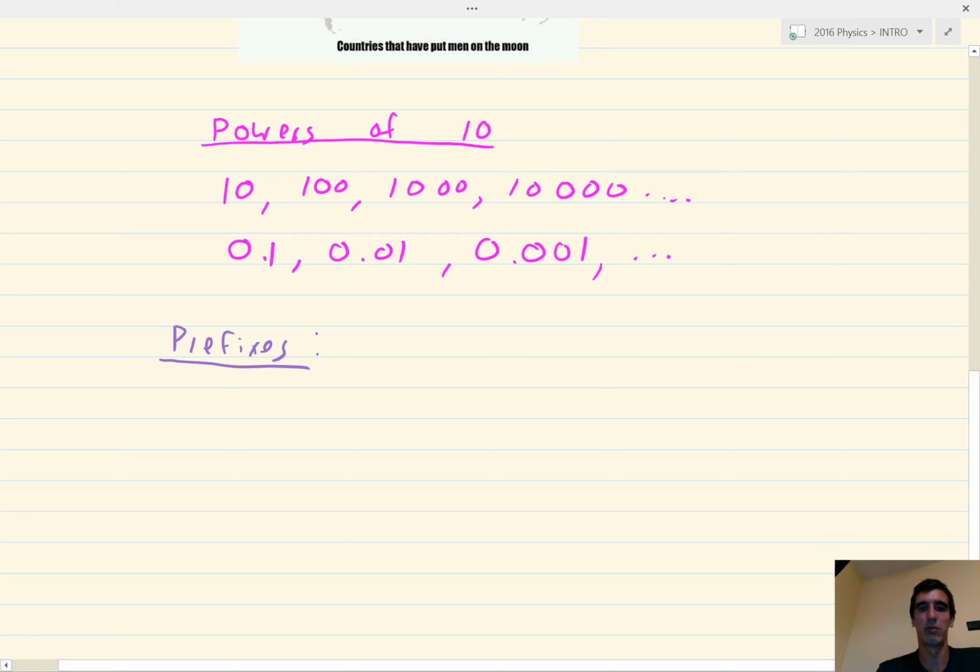So for instance, we have like kilo, milli, centi. Now, usually you're told to memorize these, but fortunately we can look them up right in our reference table.